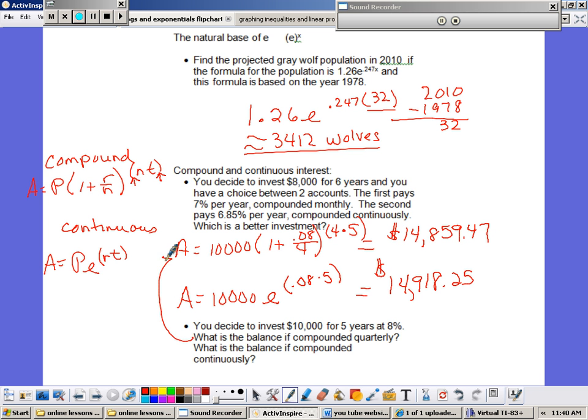So here's my answer to that one and that one. It doesn't ask me which one's better. It just asks me what my amounts are. But as you can see, continuous in this case was better because nothing changed in the interest rate, the time, or the amount of money. Just if you compounded it 4 times or continuously. And I told you continuously will always be better if there's nothing else that changes.